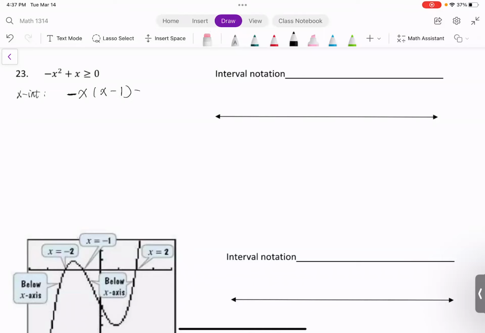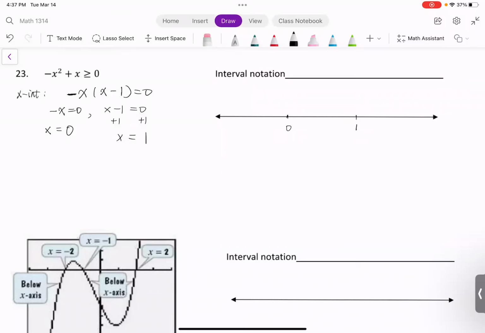Then we make it equal to 0 because I'm looking for the x-intercept. Negative x equals 0, x minus 1 equals 0, x equals 1. Sorry, why am I saying 1. So both sides divided by negative 1. 0 divided by -1 is 0. And add 1 here, x equals +1. We have two numbers, 1 and 0, or 0 and 1.